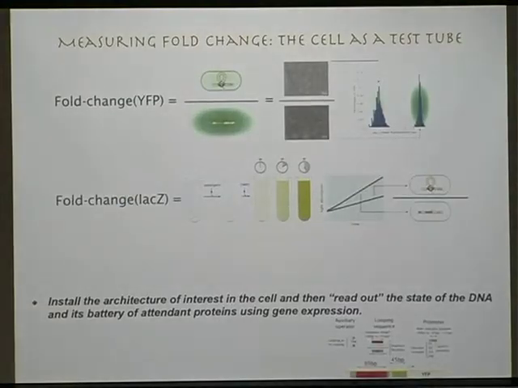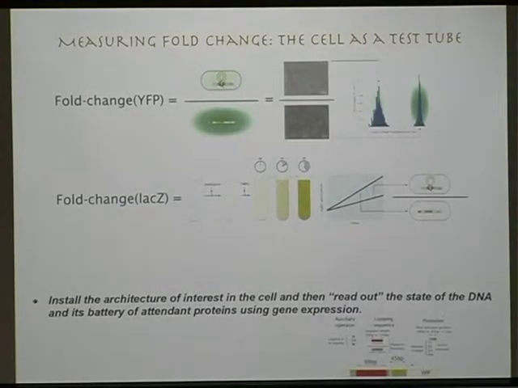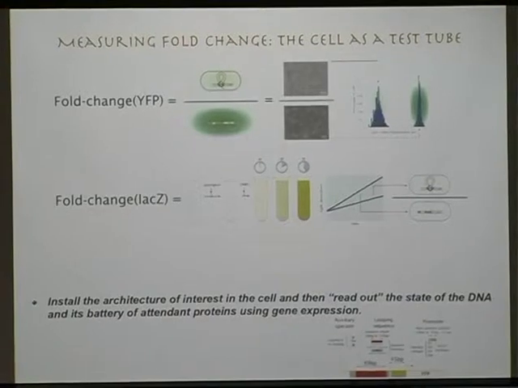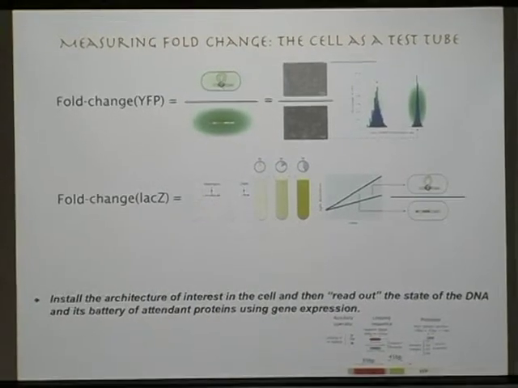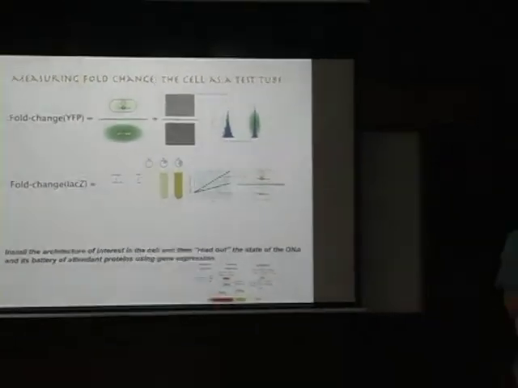Question? Yeah. How do you control number of cells? You don't necessarily control number of cells. You just make sure you're careful about counting them. So the point is that you grow up your cells, you break them open, but before you do that, you count them. And there's many ways to count them, and we do all of them.